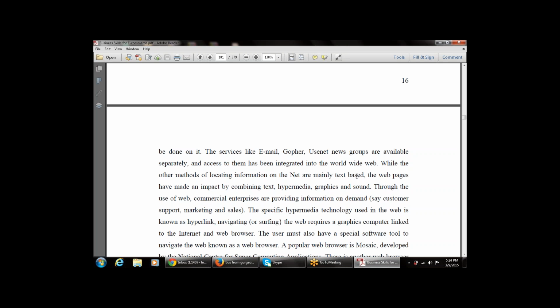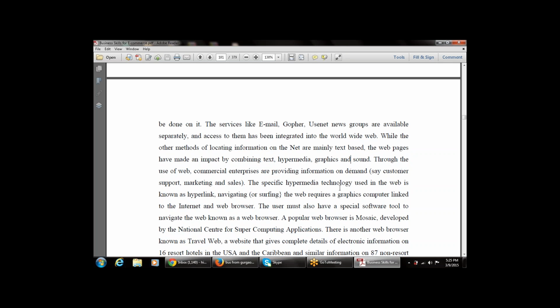While other methods of locating information on the net are mainly text-based, web pages have made an impact by combining text, hypermedia, graphics and sound. Through the use of the web, commercial enterprises are providing information on demand, such as customer support, marketing and sales. That is, commercial enterprises also give information on demand, through customer support, marketing or any method using the WWW.